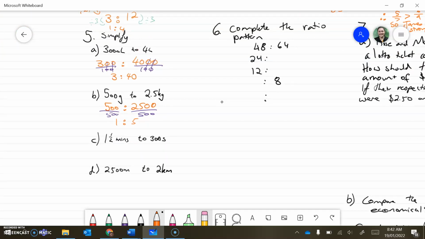1.5 minutes to 300 seconds, so I'm going to convert this to seconds. So I need to do 1.5 times 60 is to 300. Now 1.5 times 60 is 90. So you got 90 is to 300. I can divide both of those by 30.